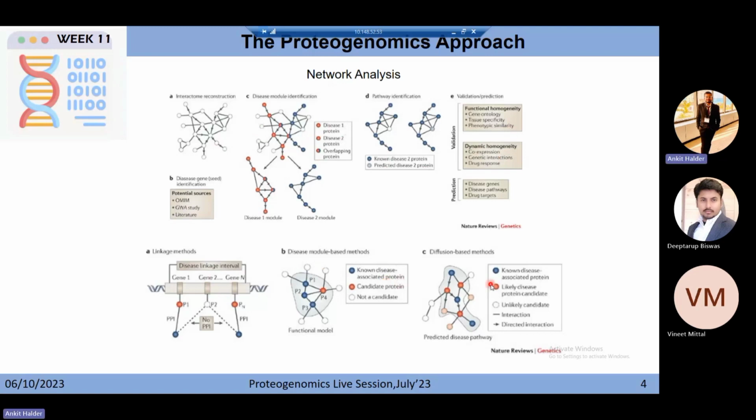Next is the concept of diffusion based methods. We will be looking into the different diffusion based methods and how the network analysis is done through them, with the known disease associated protein and the likely and unlikely proteins. We will look into it in much more detail.